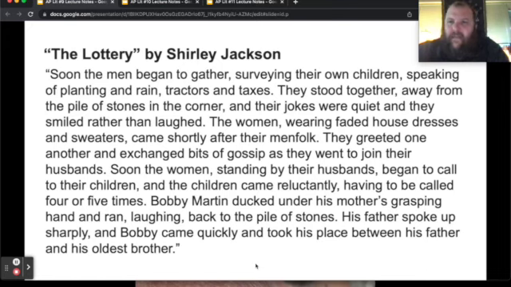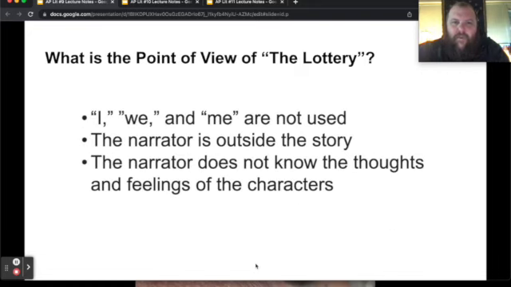And if you paused or not, let's keep moving. So what is the point of view of The Lottery? Well, "I," "we," and "me" are not used, right? So we know it's third person. The narrator is outside of the story. The narrator does not know the thoughts and feelings of the characters.